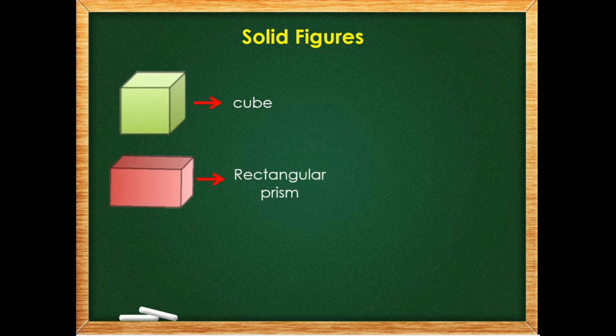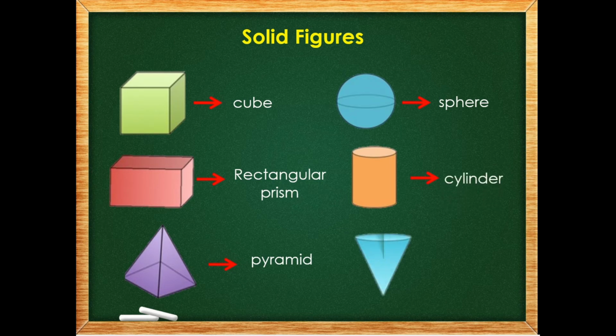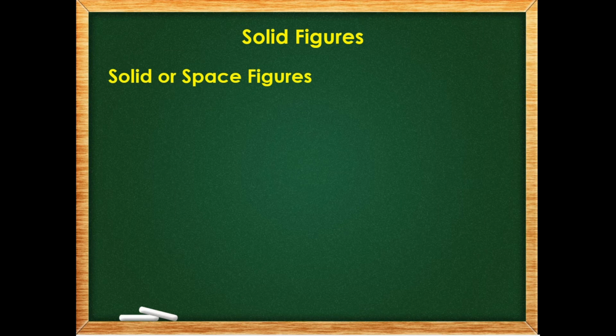This is a rectangular prism. This is a pyramid. This is a sphere. This is a cylinder. And this is a cone. We have mentioned earlier that solid figures or space figures have faces, edges, and vertices.